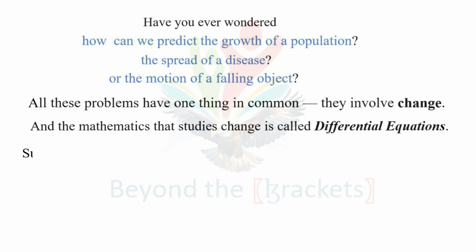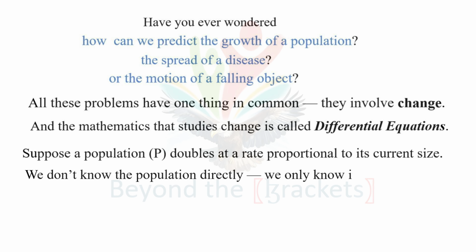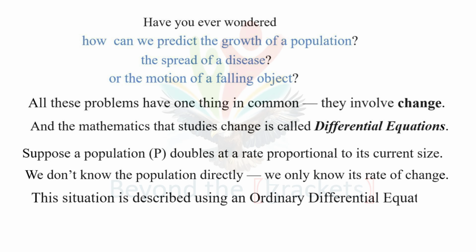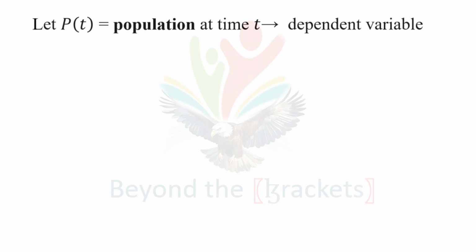For instance, suppose a population P grows at a rate proportional to its current size. We might not know the exact size of the population, but what we do know is its rate of change. This situation is described using an ordinary differential equation. P of t, which represents the population at time t, is called the dependent variable. Since its value depends on time, the variable t is the independent variable.